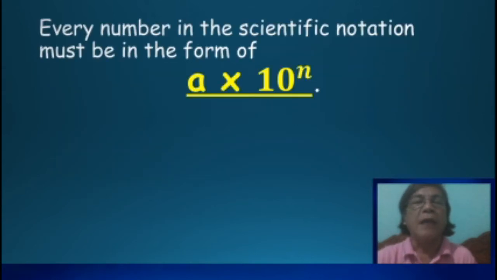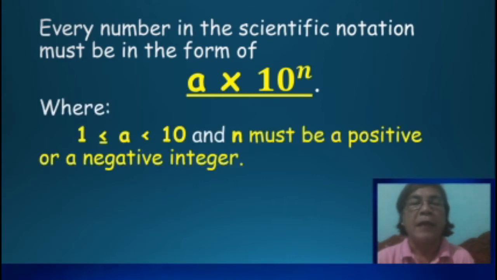Every number in scientific notation must be in the form of a times 10 raised to the n, where a is greater than or equal to 1 but less than 10, and n, the exponent, must be a positive or a negative number.